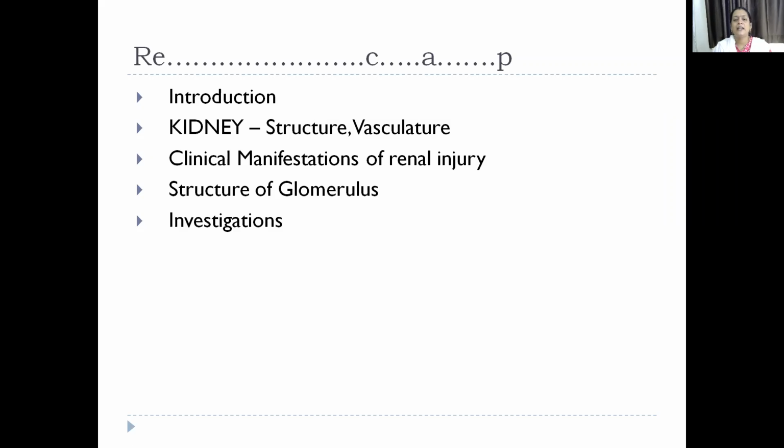So these are the clinical manifestations of the renal injury. What are the symptoms and signs the person comes with when he has a renal injury? First thing I told you, you have to know about what is azotemia. Azotemia is increased blood urea nitrogen and creatinine and decrease in the GFR. So what happens is that there are signs of uremia and then azotemia.